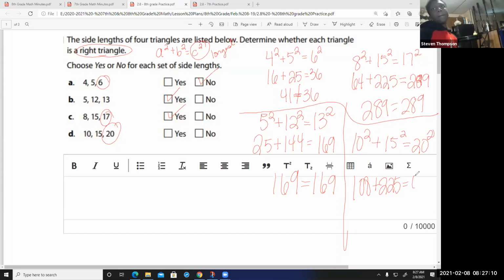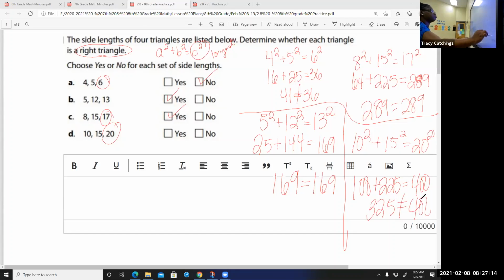400. 100 and 225 would be 325, which definitely is not equal to 400. So that means that would not make a right triangle as well. Any questions about it? No, ma'am. Anyone still need anything? Yes. All right, let me know when you finish, Angelo. It is a text box, so common sense will tell you I need more than no, yes, yes, and no. Got it.